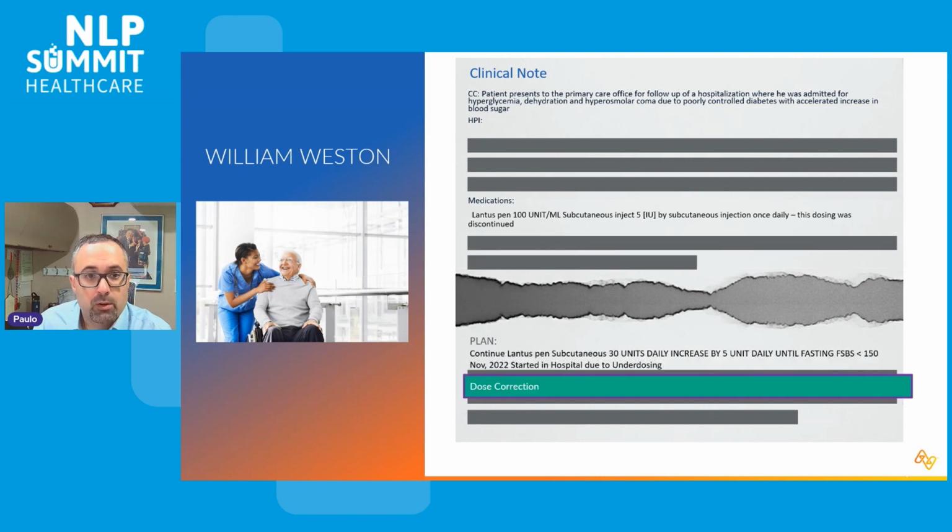record. And so if you look at the actual dose correction at the bottom, what it should have read was continue Lantus pen subcutaneously 30 units daily, increased by 5 units daily until fasting blood sugar is less than 150. And so this was corrected in this one clinical note. But it's all of this noise that you see here and all of these areas that are sort of obscured that really contain rich information in the document that are not structured like a med-sig, that actually provides great insights into documentation in terms of opportunity to really capture what was intended at the point of care.